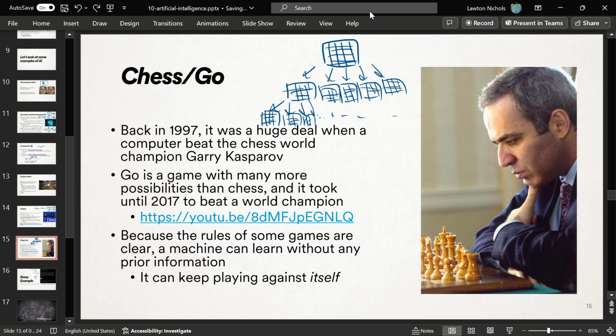in this situation I should usually do this. In this situation I should usually do this. It's really cool to think about. But yeah, that's chess and Go. Great examples of computers learning.